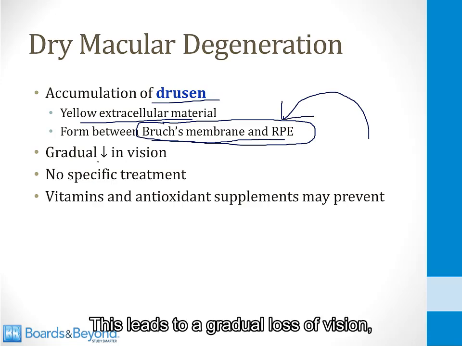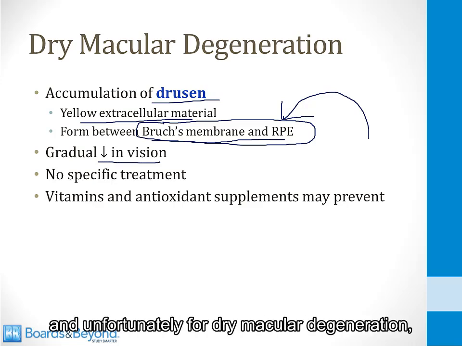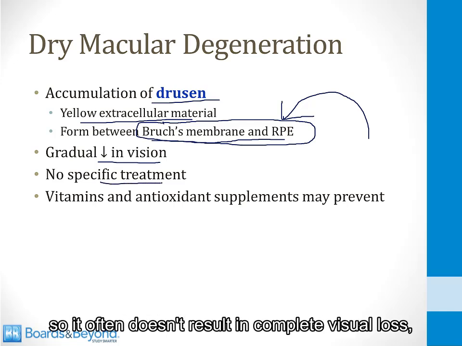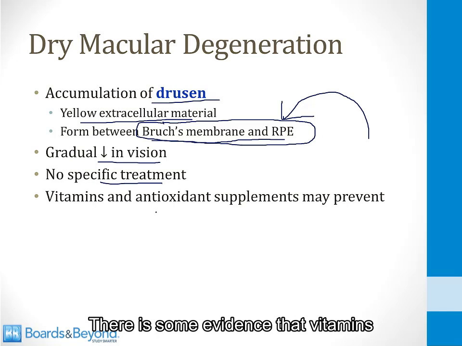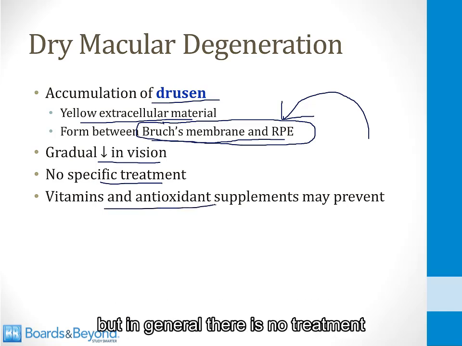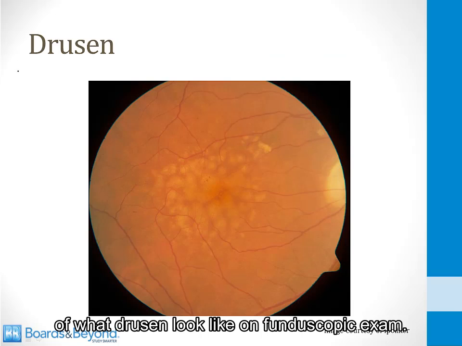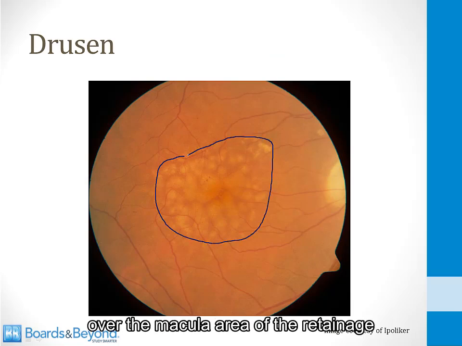This leads to a gradual loss of vision, as we discussed earlier, and unfortunately, for dry macular degeneration, there is no specific treatment. Luckily, it's slowly progressive, so it often doesn't result in complete visual loss, but the visual impairment usually cannot be reversed. There is some evidence that vitamins and antioxidant supplements may help slow the process, but in general, there is no treatment or cure for this condition. And this is a picture of what drusen look like on fundoscopic exam. Just get used to recognizing this image. You can see these yellow dots over the macula area of the retina.